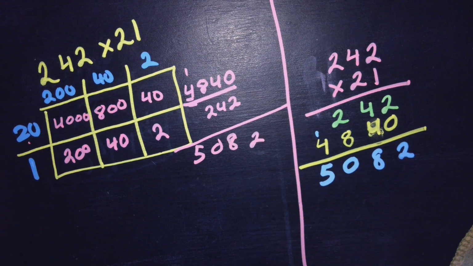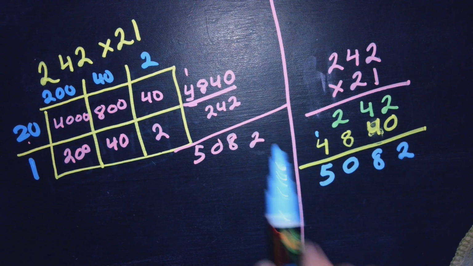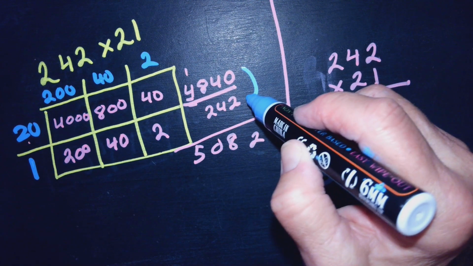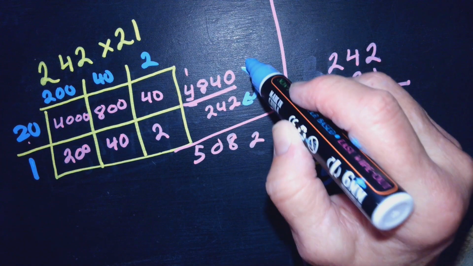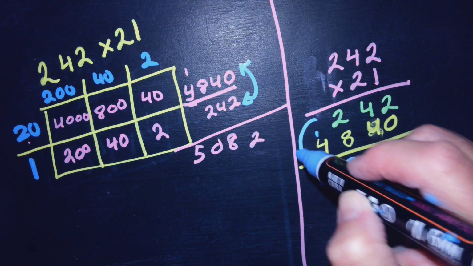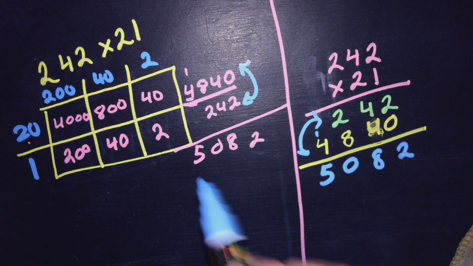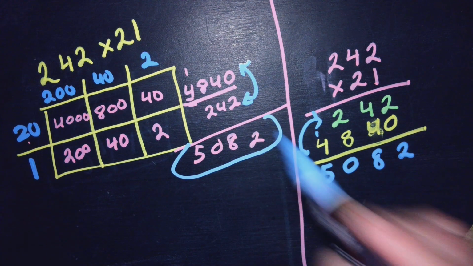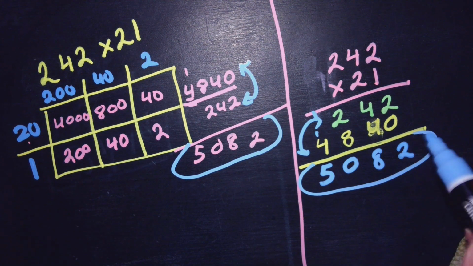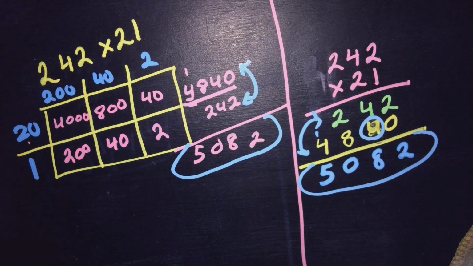I want you to notice something. Do these numbers here look exactly like those numbers there? It's supposed to. That's the connection. So your answer would be 5,082. And if any of you noticed my mistake earlier, I'm sorry, but I did fix it at the end. We're going to do one more problem together.